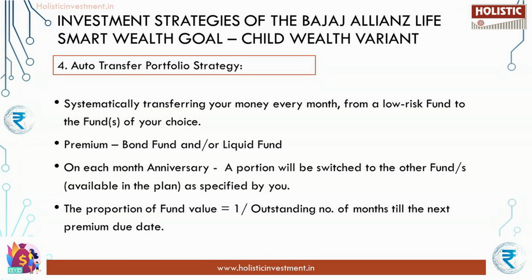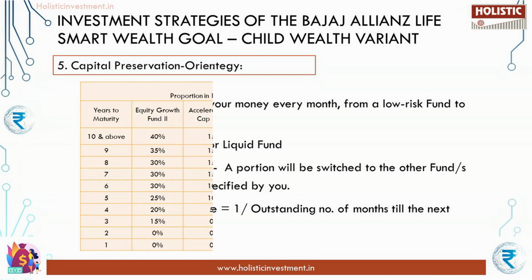Next, auto transfer portfolio strategy. This strategy helps you transfer your money every month from a low risk fund to the fund of your choice. First, your premium will be allocated to bond fund or liquid fund as specified by you. At the start of each month anniversary of the policy, a proportion of the fund value in the bond fund or liquid fund as on the date will be switched to the other fund available in the plan as specified by you. It could be 1 or 2 or a mix of funds. The proportion of fund value is equal to 1 by outstanding number of months till the next premium due date.